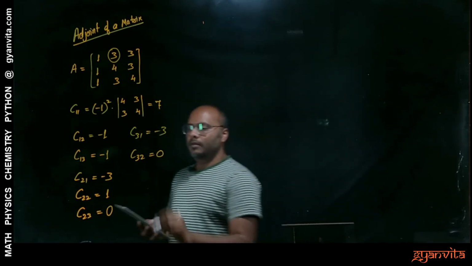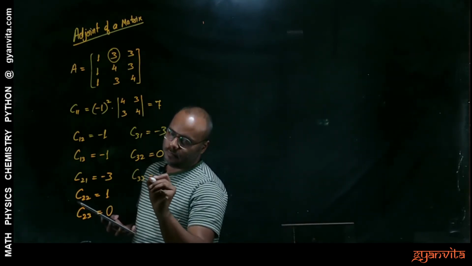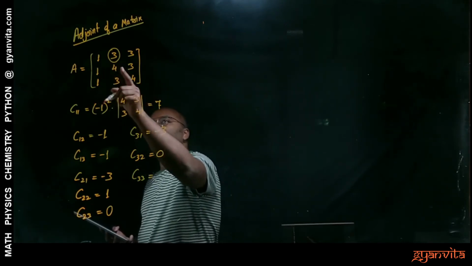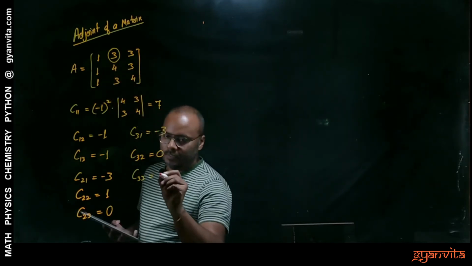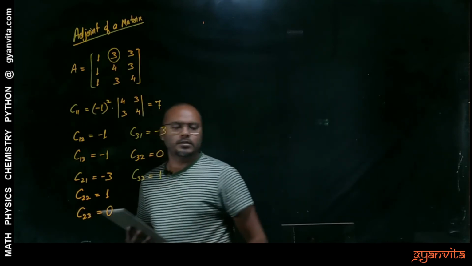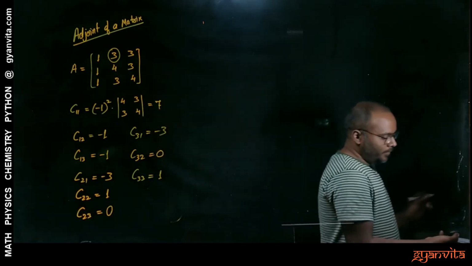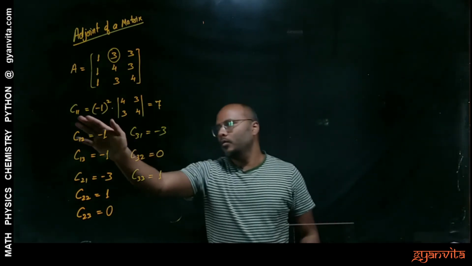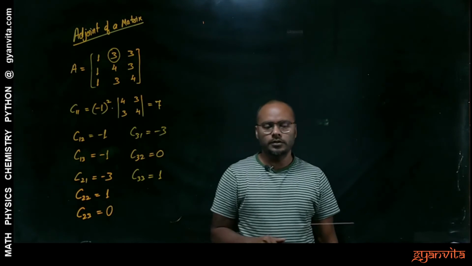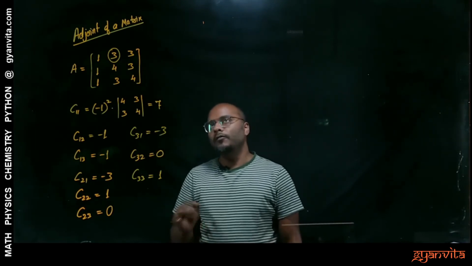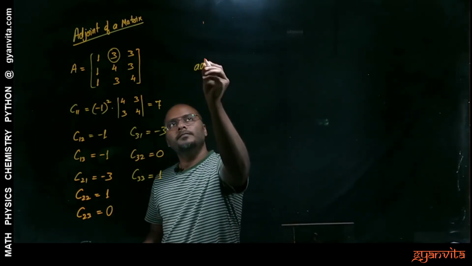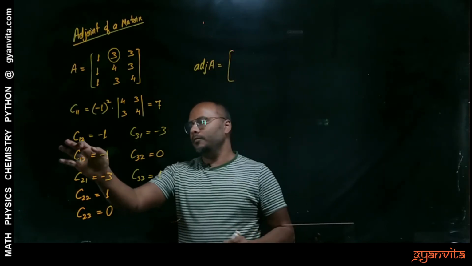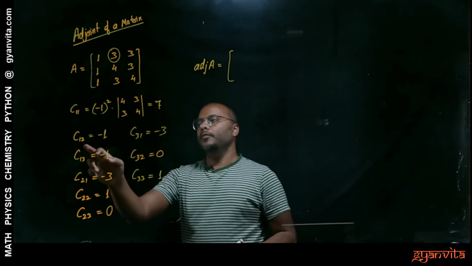Then you have C33, last element, what is left? 1 3 1 4, so 4 minus 3, that is 1, 3 plus 3 is 6, so minus 1 to the power 6, so 1. Now this is nothing but your cofactors for all the positions, right? Now what will be the adjoint of A? Adjoint of A will be the transpose of these, if you arrange all of them in their own positions.